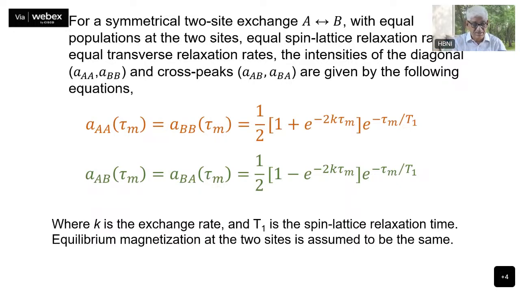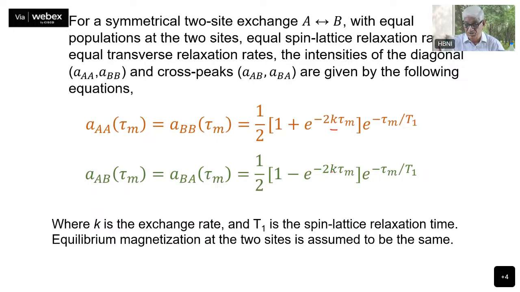So the diagonal peaks are half (1 plus e to the minus 2k tau m) into e to the minus tau m by T1, and k is the exchange rate. And the cross peak intensity is half (1 minus e to the minus 2k tau m) into e to the minus tau m by T1. Now obviously, if tau m is equal to 0, then the cross peak intensity will be 0.